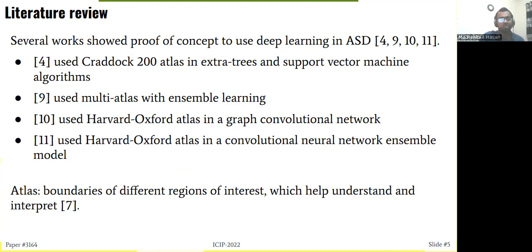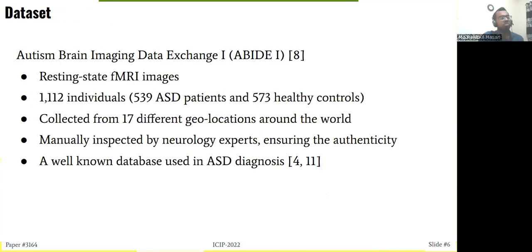So let's talk about the data set. Autism Brain Imaging Data Exchange 1, ABIDE 1, is a very well-known database used in ASD diagnosis in different works. It is basically resting state fMRI images of more than 1000 individuals, where 539 were ASD patients and 573 were healthy controls. It was collected from 17 different geolocations, those are basically different institutions across the world. And the data was manually inspected by neurology experts. So that means the data is quite authentic to use in ASD diagnosis methods.